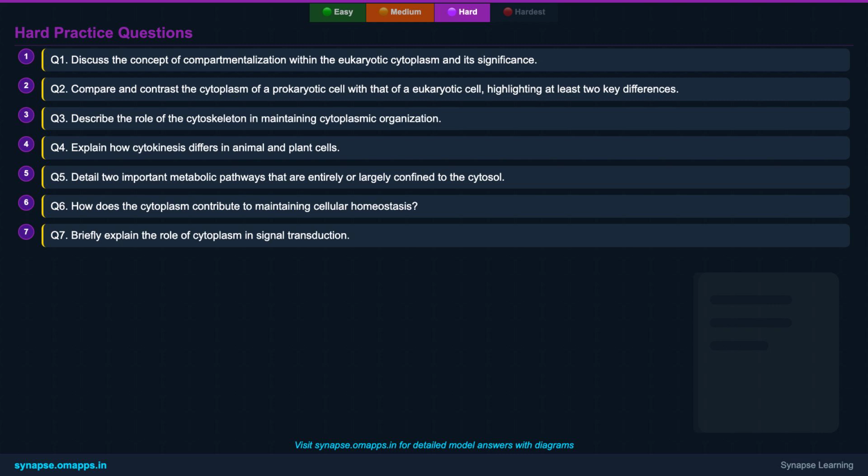Question 4. Explain how cytokinesis differs in animal and plant cells. Question 5. Detail 2 important metabolic pathways that are entirely or largely confined to the cytosol. Question 6. How does the cytoplasm contribute to maintaining cellular homeostasis? And question 7. Briefly explain the role of cytoplasm in signal transduction. Take your time to craft thorough answers.